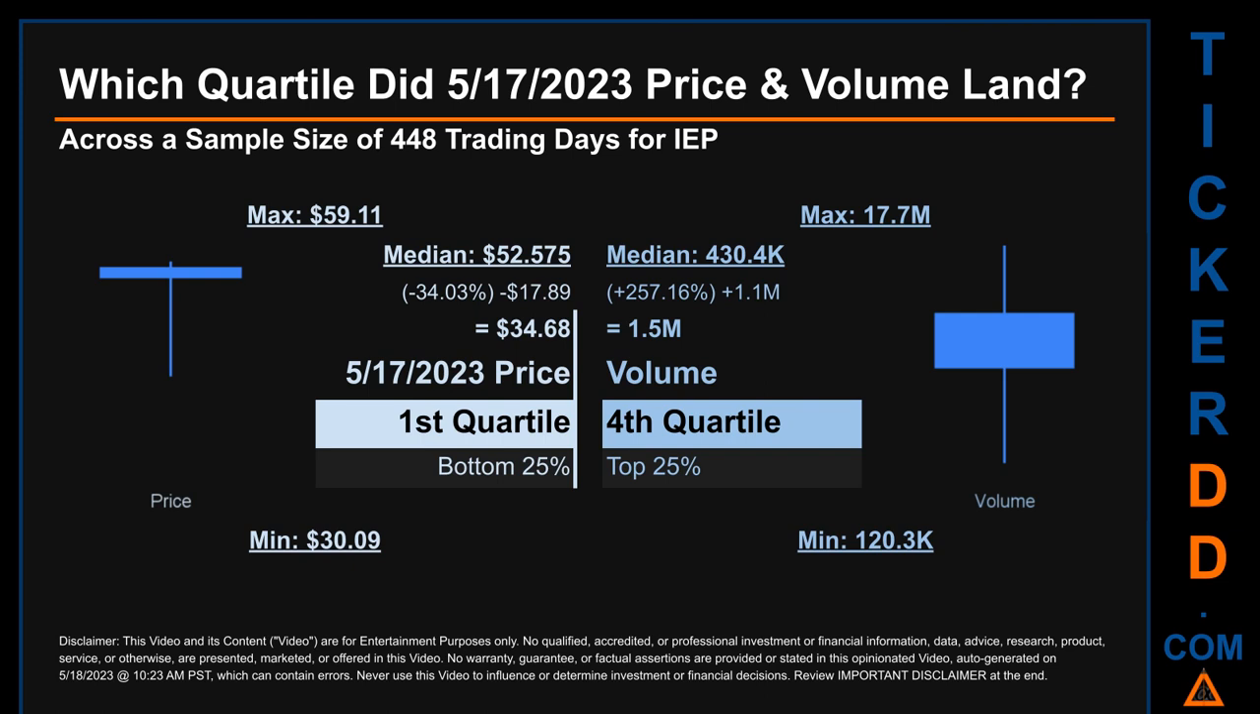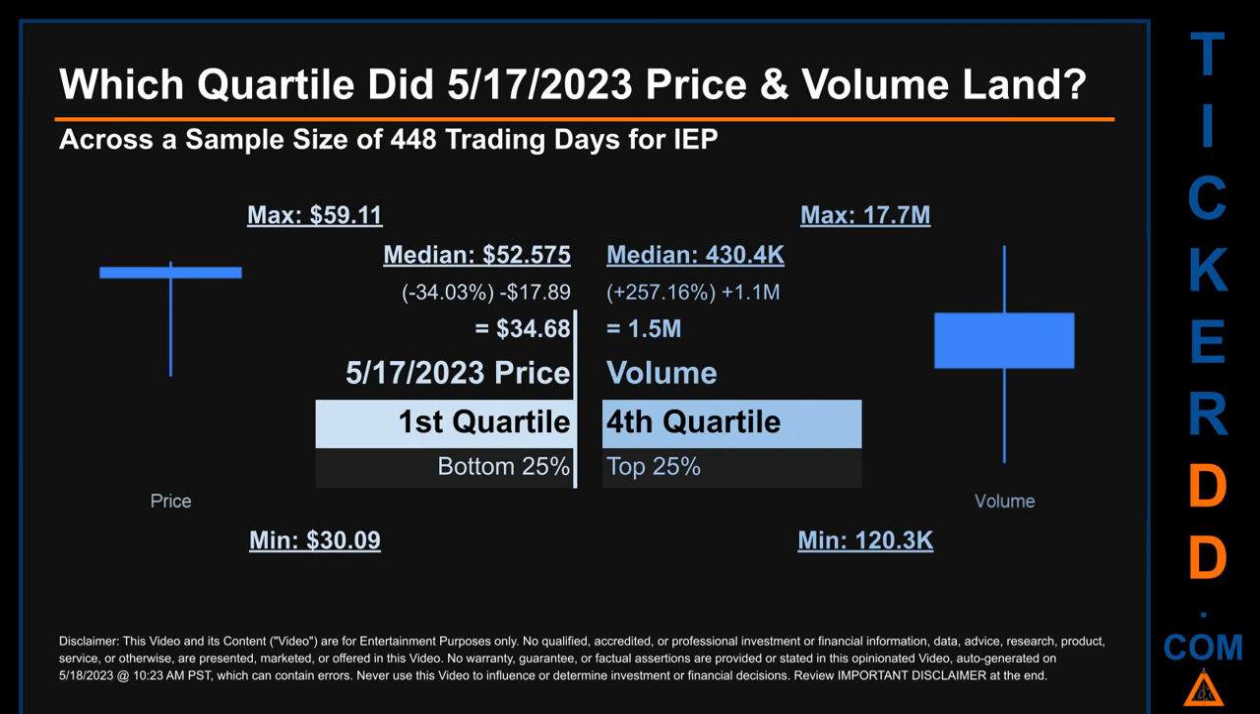The day's volume landed within the fourth quartile, marking it within the top 25% of all sampled daily volume, which saw a max daily volume of 17.7 million and a minimum of 120.3 thousand. Quartiles tell us about the spread of a data set by breaking that data set into quarters, just like how the median breaks the set into half.